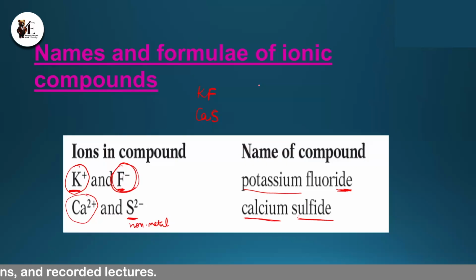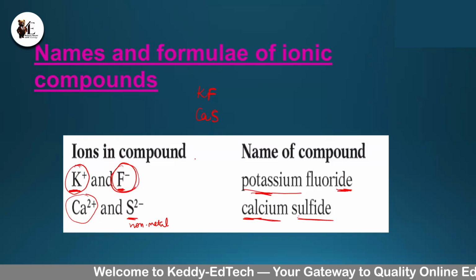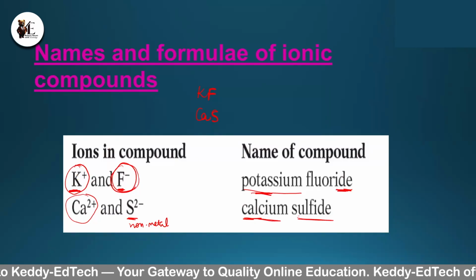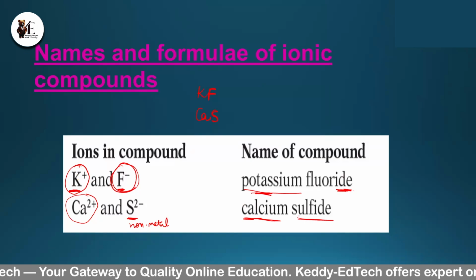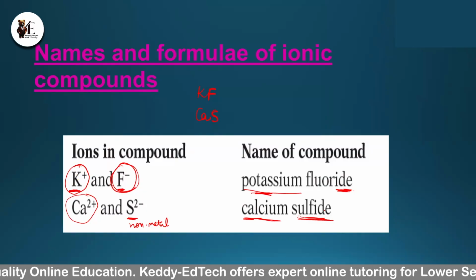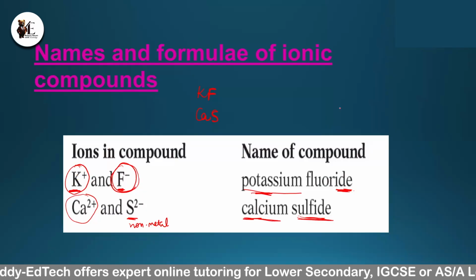Any doubt on how to write the name of the compound? For a positive ion, the name is the same. For example, potassium is the same, calcium is the same. But for negative ions, we replace the ending of the element's name with IDE. We have replaced fluorine with fluoride, and sulfur with sulfide. Right? Yes. Write it down.